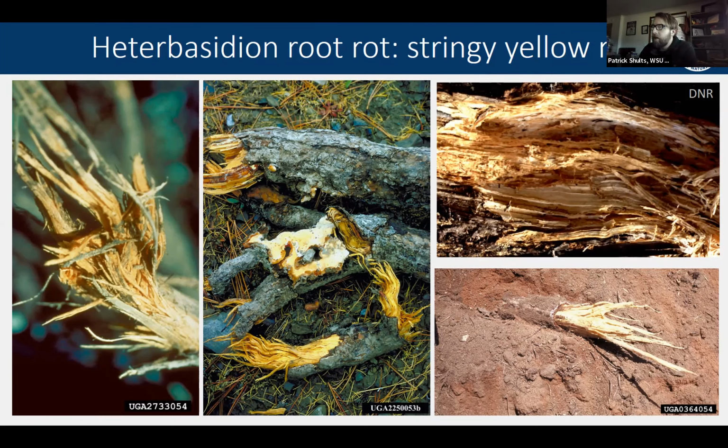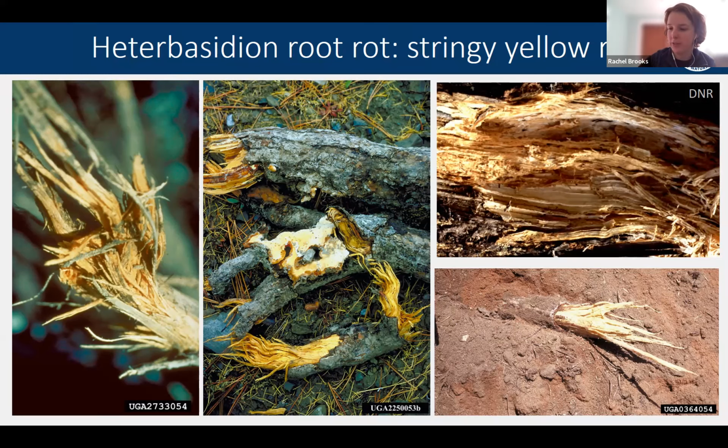Question: are there individuals or populations of trees that can host the fungi without succumbing to the disease, or are these pathogens always fatal to the host individual? So are there carriers, I guess? Yeah, that's a good question.